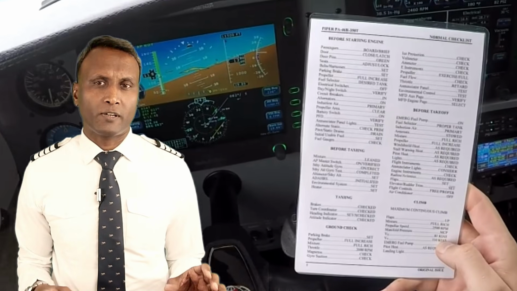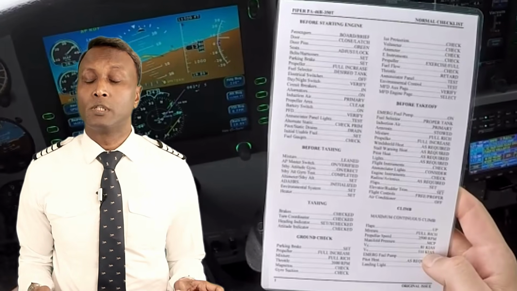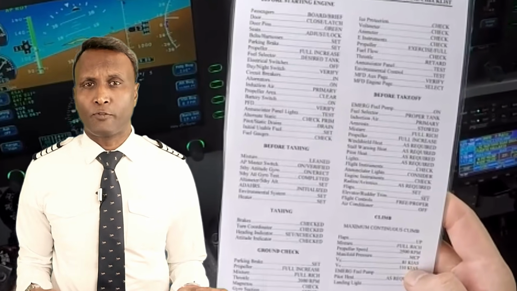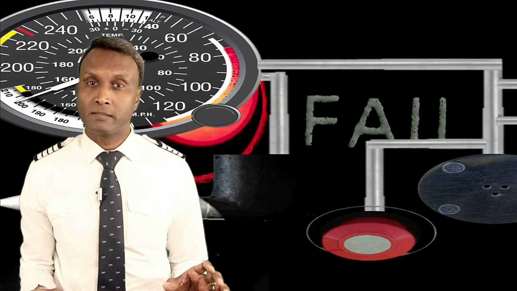Finally, always refer to your emergency checklist. Following the checklist ensures you don't miss any important steps and helps you stay calm and focused during the situation. With these actions, you'll be well equipped to manage a pitot-static failure safely and effectively.